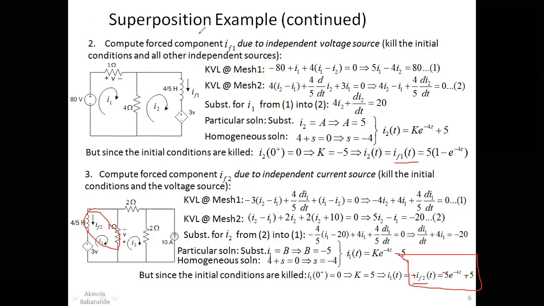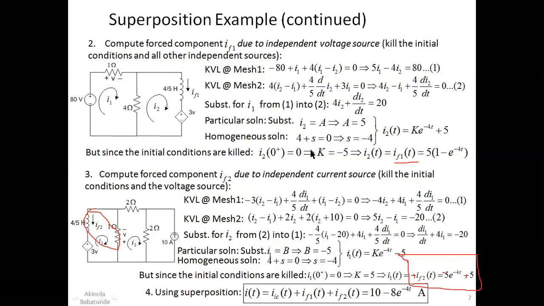Okay, so if you bring everything together, this is what we are going to have at the end of the day. So using superposition, your total response, I of t, will be equal to the initial condition response or the natural response, or probably you want to call it the transient response too, plus the forced response 1 plus forced response 2. All right, if you add all of those together, it gives you 10 minus 8 amperes.